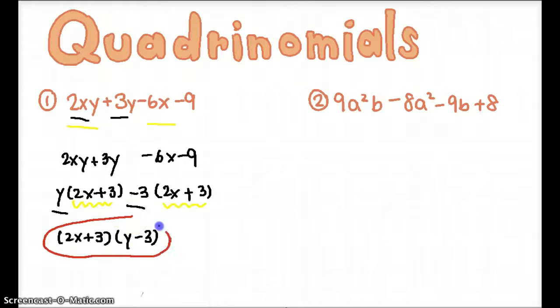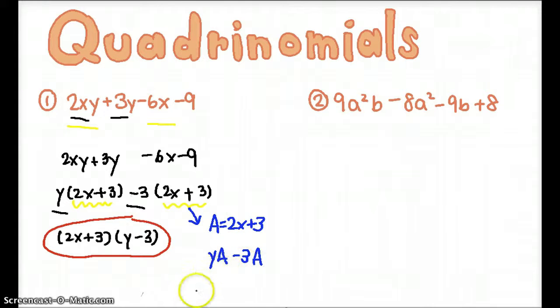And you might say, why does it work to take the 2x plus 3 and group them together like that? So we're just going to pretend right here that 2x plus 3, we're going to substitute that with the capital letter A. So we're just going to say A is 2x plus 3. So if we substitute that, we get ya minus 3a. And we know that if we want to factor out a right here, it's a times y minus 3. So that's basically what we're doing, and then we're just plugging this back in here. It's kind of hard to see that because 2x plus 3 is kind of a longer expression than just one variable, but that's basically what we're doing right here.